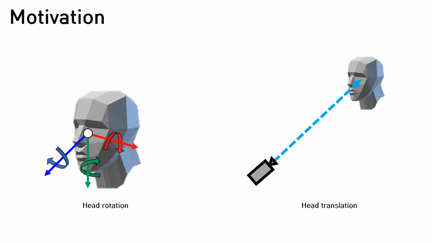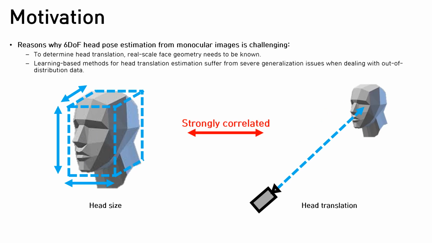Previous research on head pose estimation has primarily focused on head rotation estimation. In contrast, head translation estimation has received less attention. There are two main reasons why 6DOF head pose estimation from monocular images is challenging.